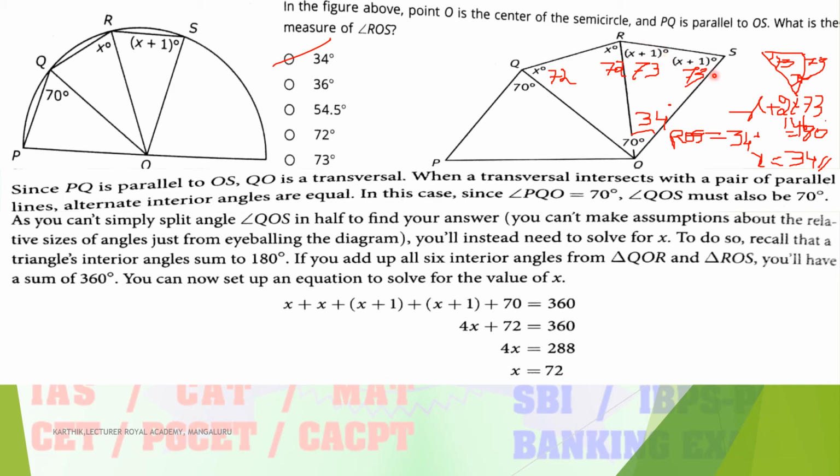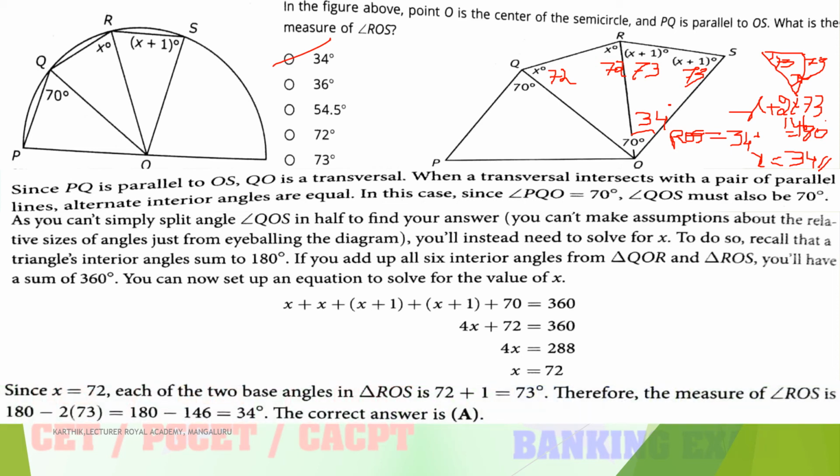So here 73, 73, and the remaining angle you just determine. Why? Because consider this one triangle. So the triangle's total angle is 180 degrees. So x plus 2 times 73, you will get the total angle as 180 degrees. So the x value is how much? 34 degrees. So which one is the correct answer? Option A is the correct one.